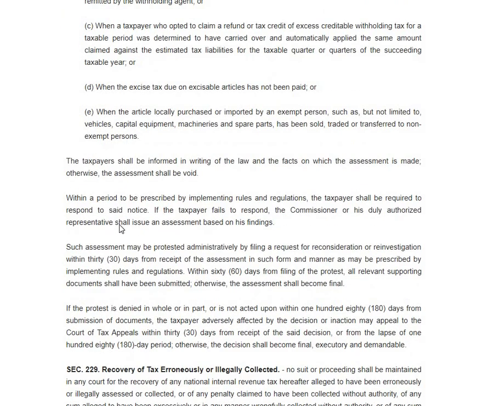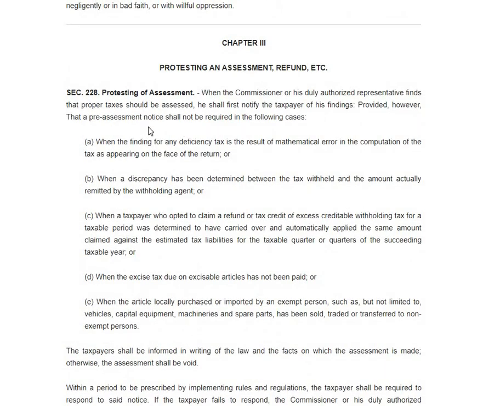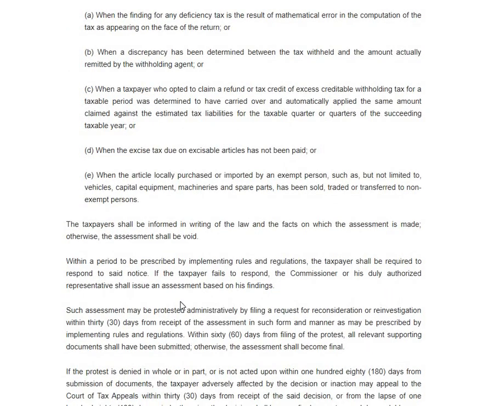In Section 228, within a period to be prescribed by the implementing rules and regulations, the taxpayer shall be required to respond to said notice. This notice is the pre-assessment notice. If the taxpayer fails to respond, the commissioner or his duly authorized representative shall issue an assessment based on the findings. So in practice, right now you have 15 days to respond to the pre-assessment notice. It was prescribed by the revenue regulations as issued by the commissioner.